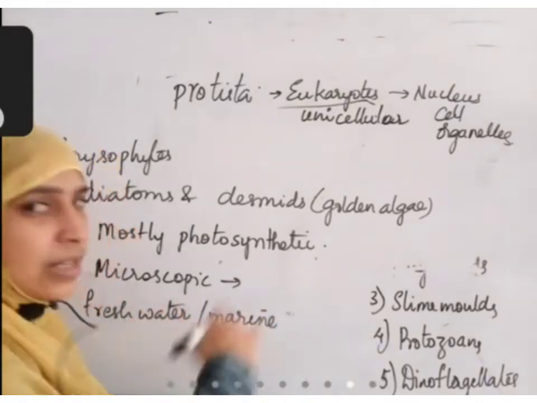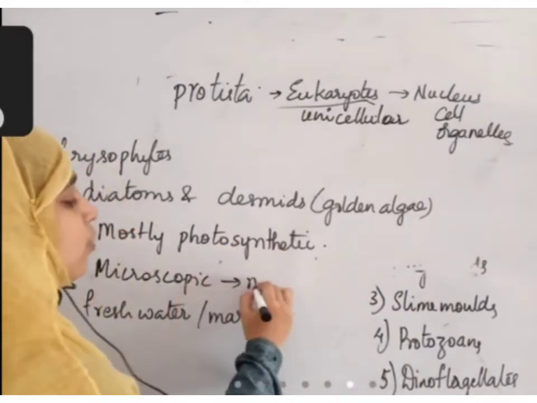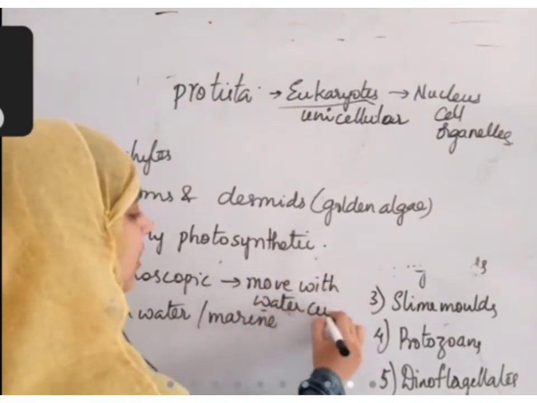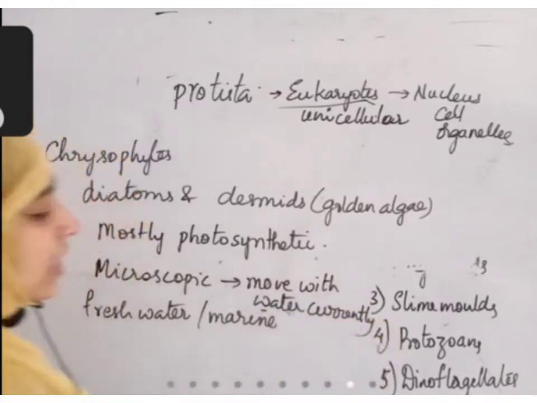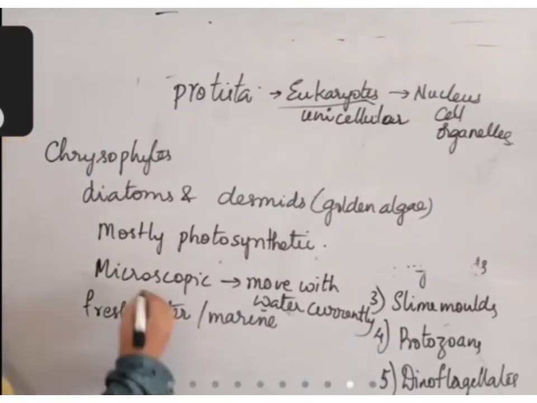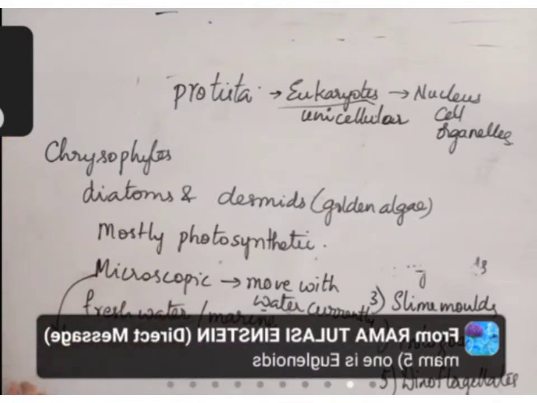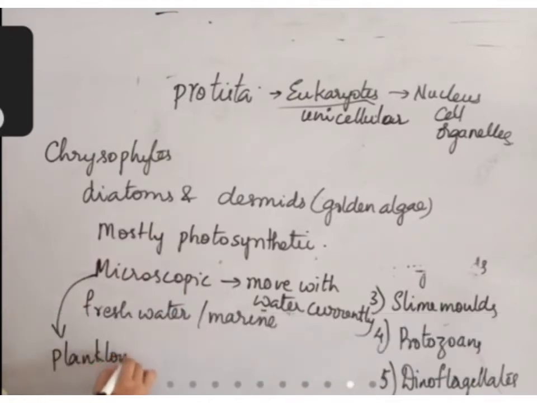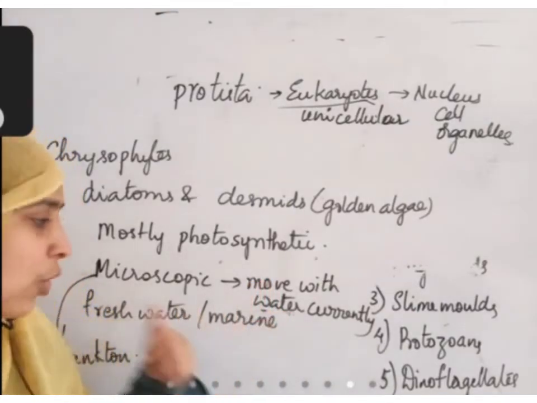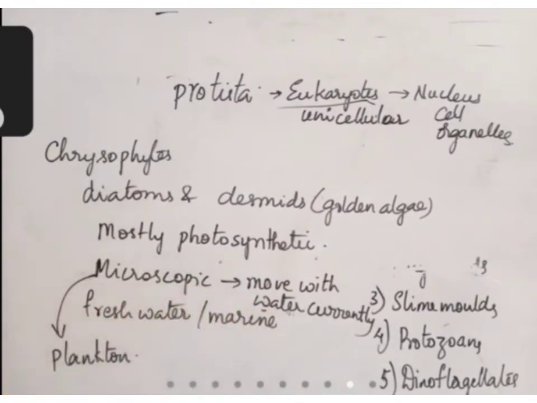So water will make currents. When water is making currents, they move with water currents. That means they do not have any flagella, any cilia. In the first group, Chrysophytes, there is no flagella, there is no cilia. They move with water currents. This type of microscopic creatures which move with water currents and are also photosynthetic are called plankton. They can make their own food by photosynthesis. They are marine as well as freshwater, and they are microscopic, moving with water currents.